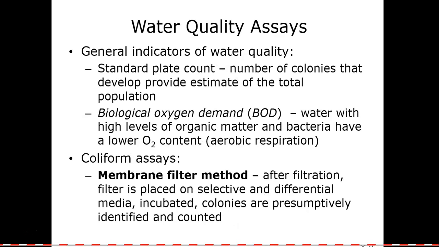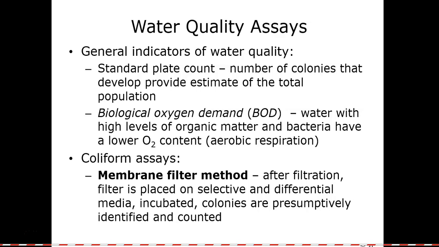So these water quality assays, there are several of them that we can utilize. We have the standard plate count, which is looking at the number of colonies and gives us an estimate of the colony forming units, or CFU, in a sample. We could do the biological oxygen demand, or BOD. And this is assuming that water with high levels of organic matter and bacteria will then have a lower oxygen content.